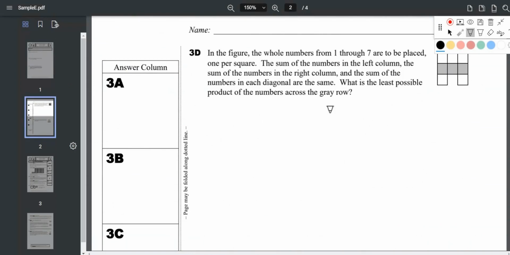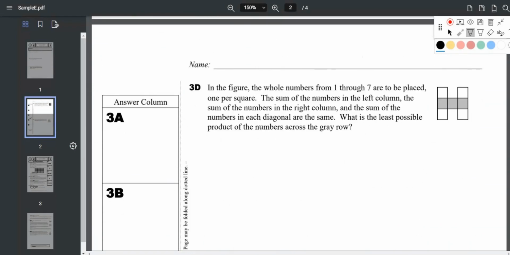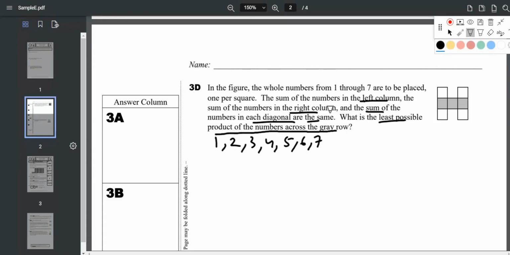In this figure, you see the figure, there is a right side. You see I'm encircling that is the figure. In this figure, the whole numbers 1 through 7 have to be placed. So we have the digits 1, 2, 3, 4, 5, 6, 7. These numbers we have to put in this, 1 in each of the boxes. Sum of the numbers in the left column, sum of the numbers in the right column, and sum of the numbers in each diagonal are the same. Okay, we have to find what is the least possible product of numbers across the gray row. So what you are going to put in this gray row, that is what they are asking.